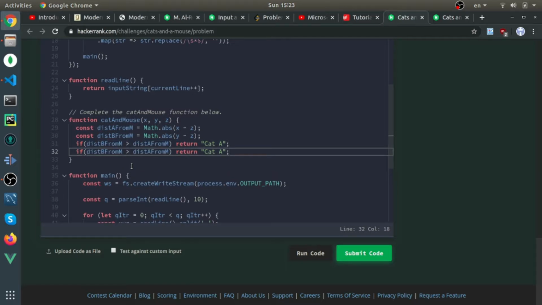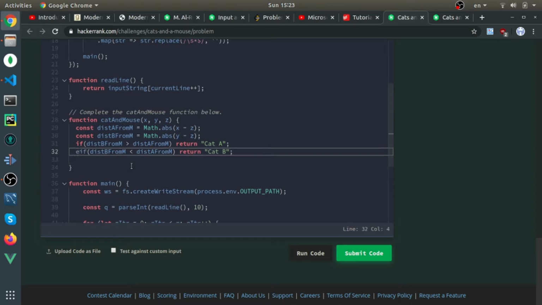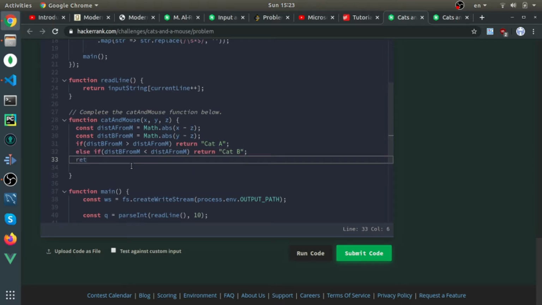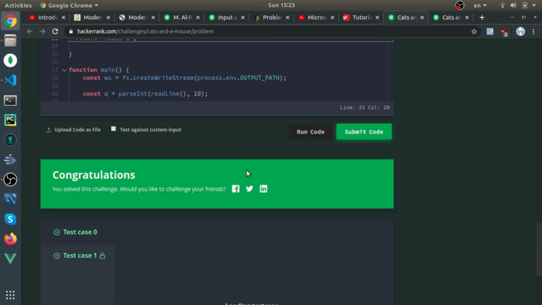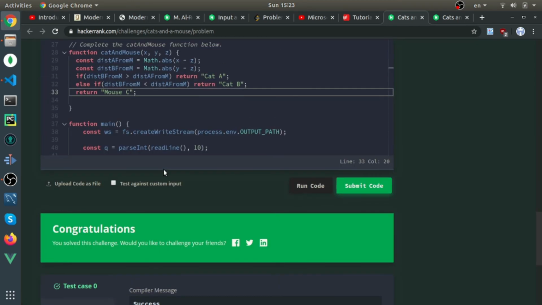The second condition is just swapping this operator. So if the distance from B to the mouse is less, that means cat B will eat the mouse. Else, if neither of these two conditions applies, I will just return the mouse. See, let me submit. Hopefully everything is fine. Okay, good. This is 15 points, and I will rate it.